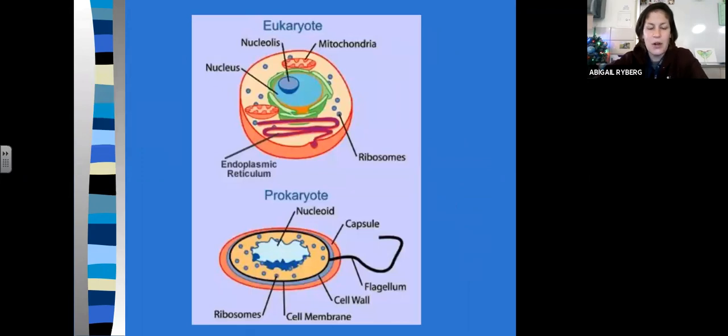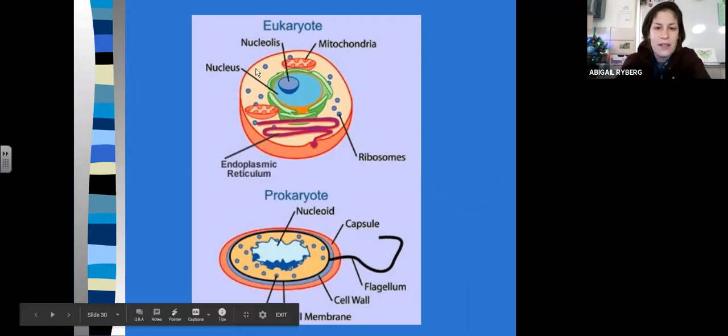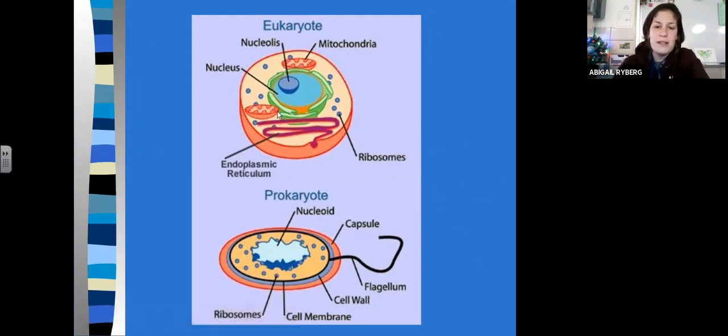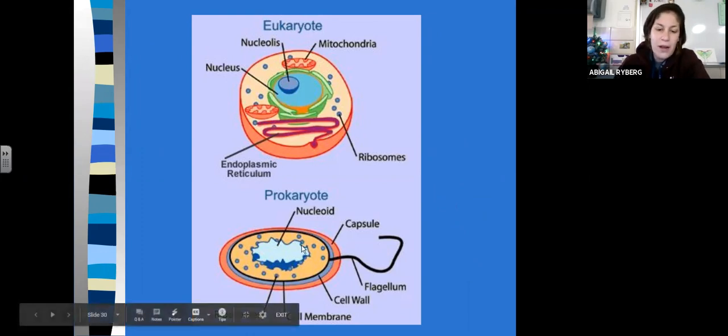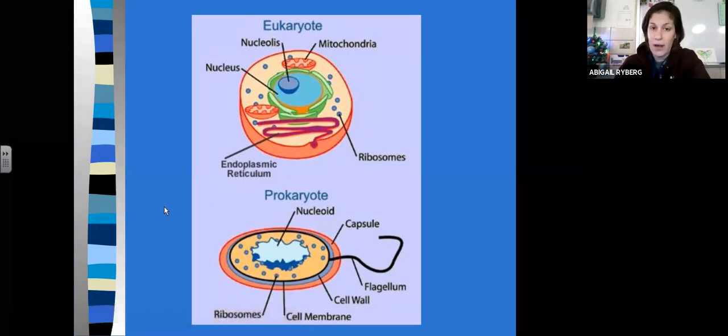Here's a good diagram that depicts the structure of the two different types of cells. You can see the eukaryote here on the top has a nucleus, and then all of these pretty distinctive organelles we'll talk about in just a little bit. And then the prokaryote cell down here is much different. It doesn't have a nucleus and it doesn't have the organelles.